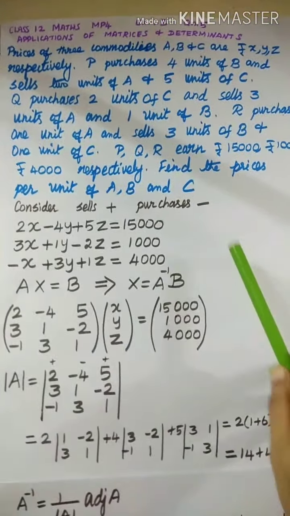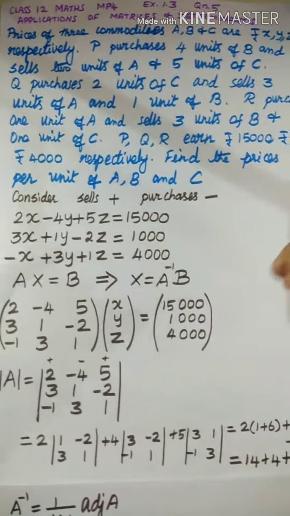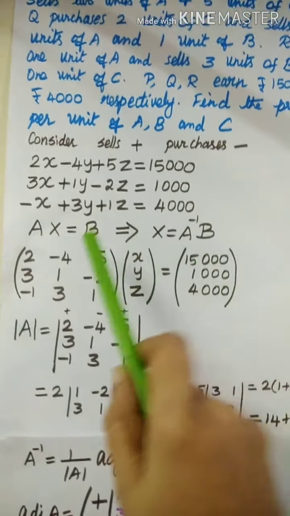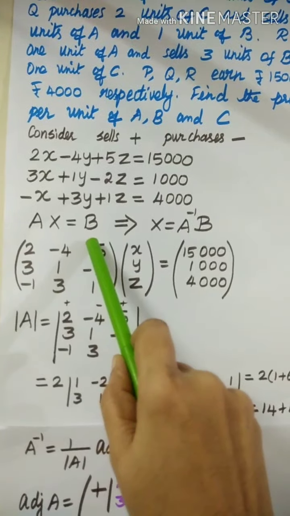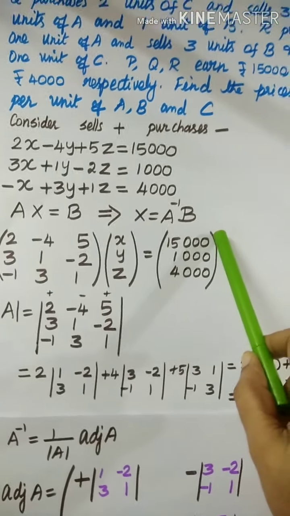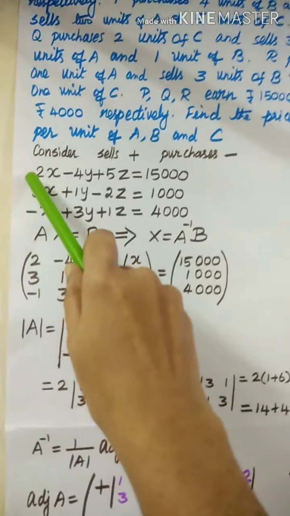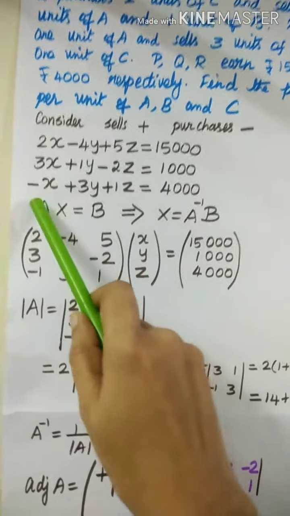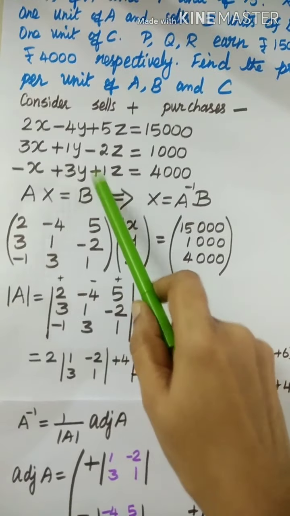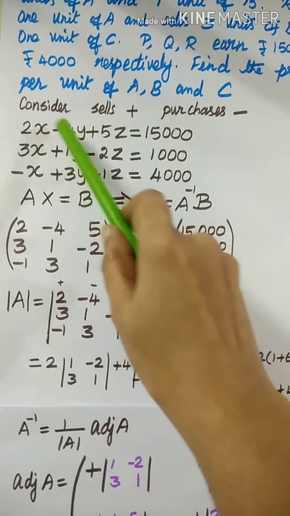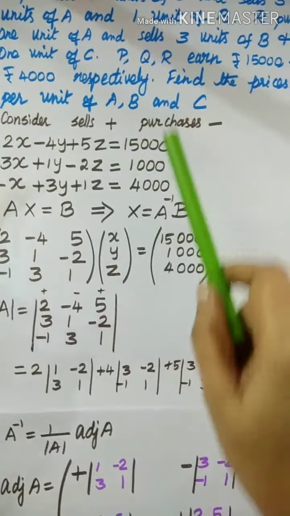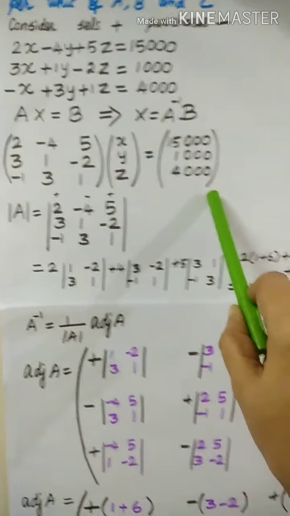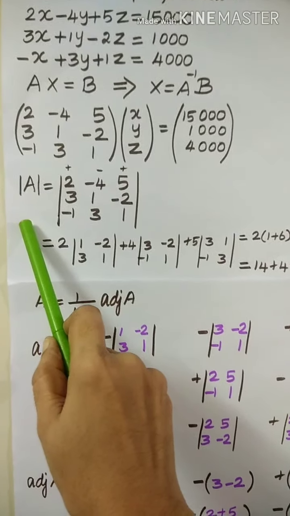So in word problems, let us read line by line, understand the problem, and then frame the equations ourselves, and then proceed with the format AX equal to B, which implies X is equal to A inverse B. So here A represents all the numbers, say 2, minus 4, 5, 3, 1, minus 2, minus 1, 3, 1. X represents all the unknowns, say x, y and z. And B represents the right hand side. So as we discussed yesterday, let us proceed finding out determinant A.